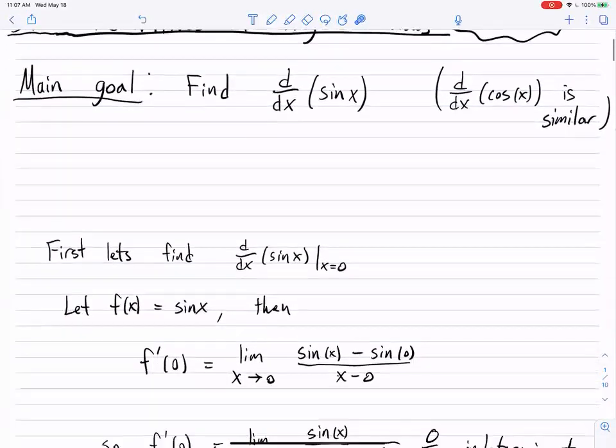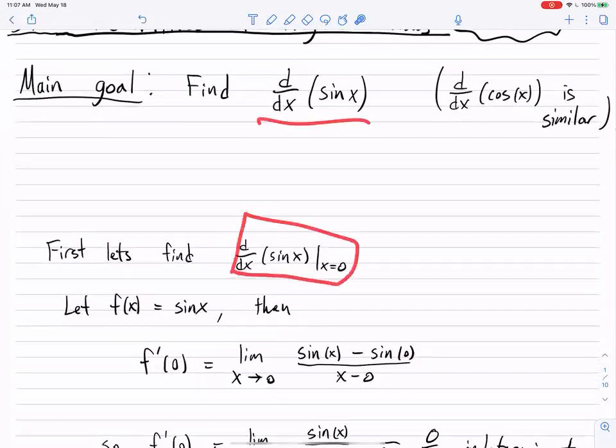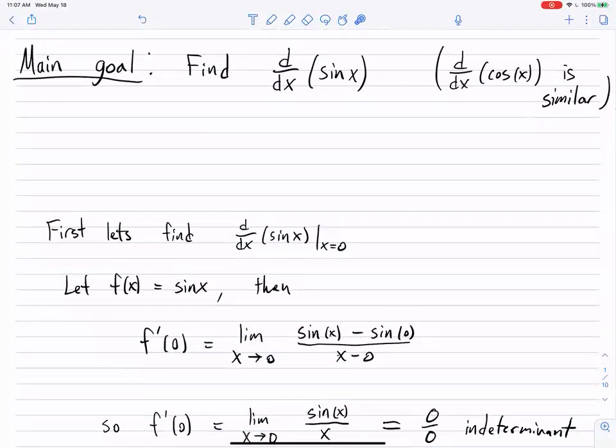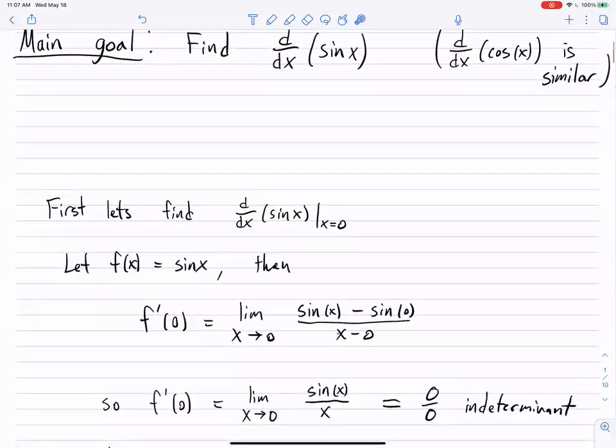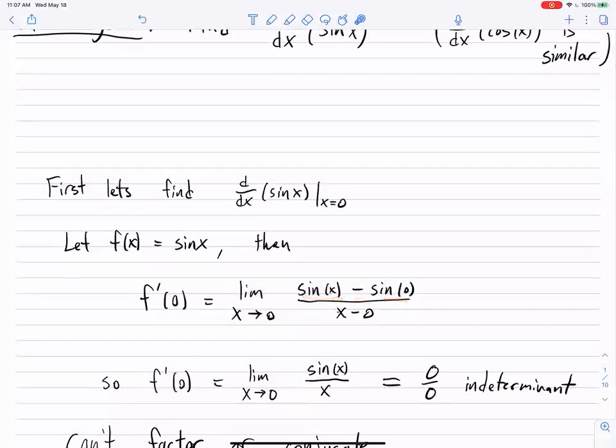In order to find this derivative, we're first going to focus on the derivative at a specific point. The reason is that this limit will actually help us find all the other derivatives. So if we let f be sine of x, then the derivative at 0 is the limit as x approaches 0 of sine of x minus sine of 0 over x minus 0, right? That's the definition of the derivative at a point.